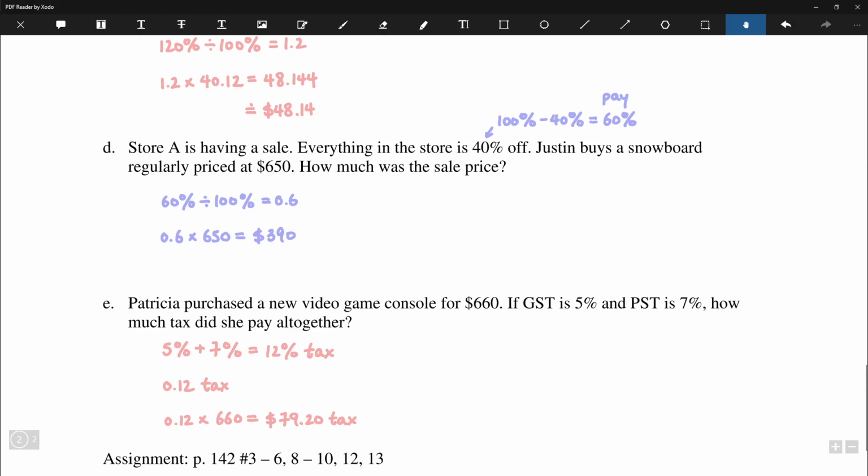So that is how we calculate the percent of a number. Oftentimes we will change the percent into a decimal format and then multiply by the number. As we can see here, oftentimes the questions are about prices and sales and tax and questions of that nature.